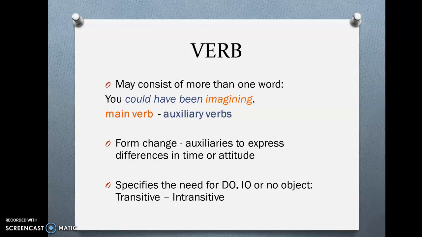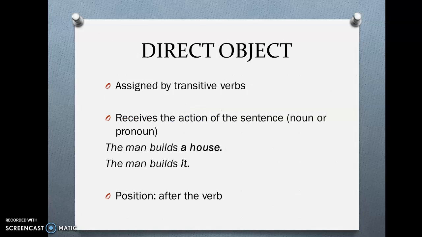A verb, any main verb, specifies the need for a direct or an indirect object, or no object. That's the reason why we divide verbs into transitive and intransitive verbs, depending on whether they assign arguments or not. A direct object is the direct receiver of the action being specified in the sentence. Take a look at this example. The man builds a house. Well, the house is the direct receiver of the building action. Okay?